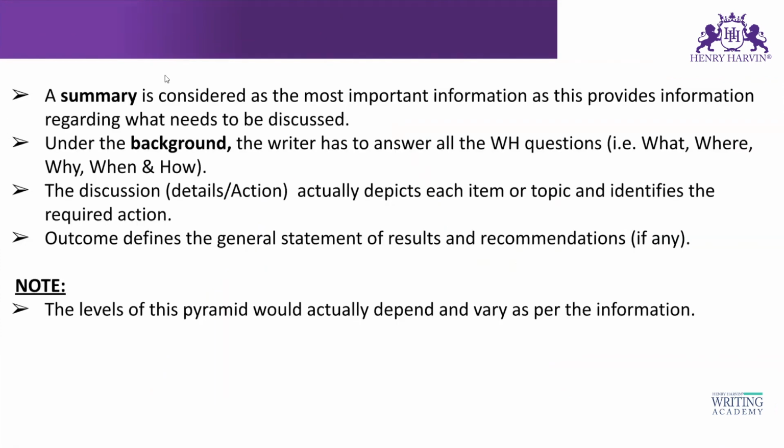Let's go ahead. Now see, it says a summary is considered the most important information because this provides the purpose, that what needs to be discussed. Under the background we talk about the WH questions. So maybe in the introduction part we are talking about why we are writing it, when and how. And then in the discussion part, we are talking about the actions, or maybe the problems and the solutions that we are providing. Outcome defines a general statement of results. So the overall result of the entire write-up is given in the outcome or the conclusion.